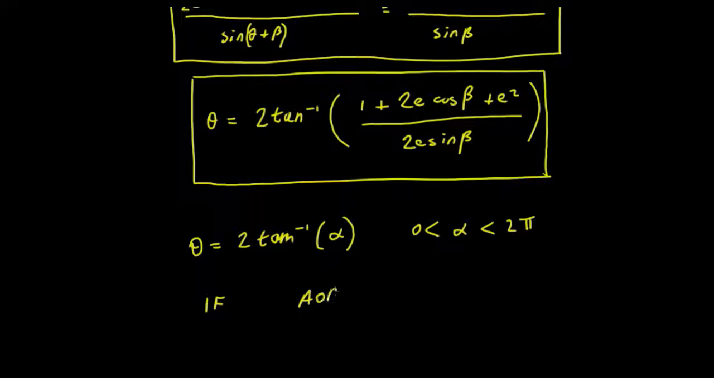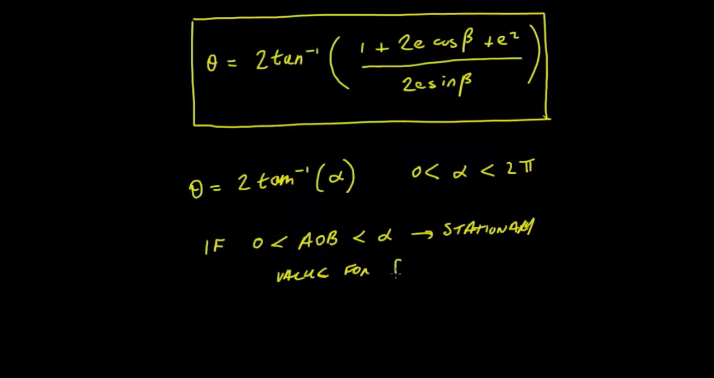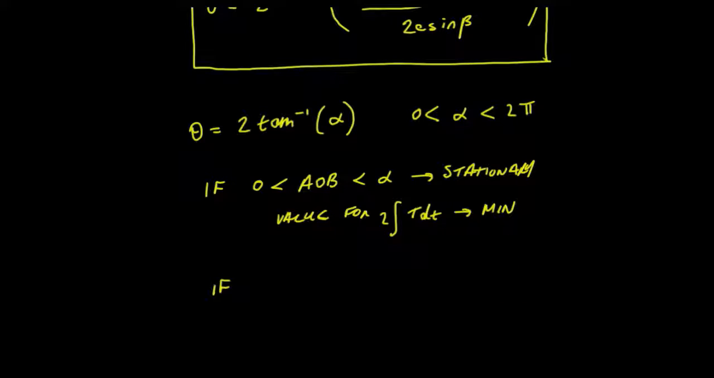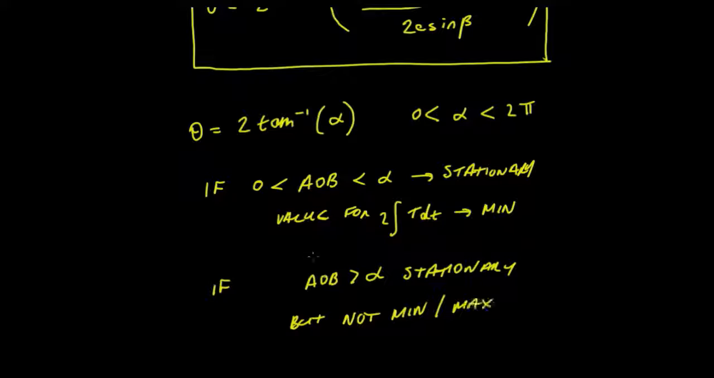Okay, so the upshot is, if theta is equal to 2 tan inverse of something, and we'll call what's inside the brackets alpha, then if alpha is greater than 0 and less than 2 pi, then if the angle AOB, which is the vectorial angle of the conjugate point, is less than alpha, then it means we have a minimum. If the vectorial angle is greater than alpha, we have a maximum.